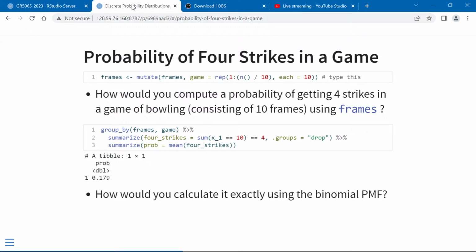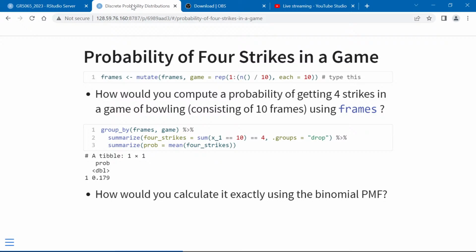All right, so how would we calculate the probability of getting 4 strikes in a game of bowling exactly, using the probability mass function of the binomial distribution that we just got through talking about? How would we calculate this the ancient way, that we learned about 5 minutes ago? So it may not seem so ancient to you.